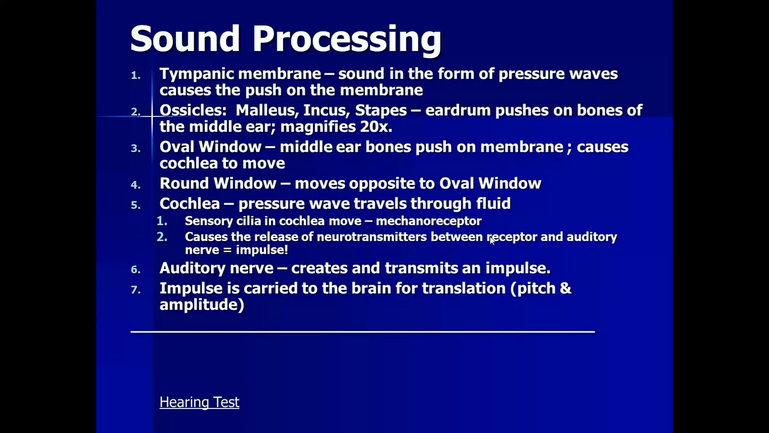So really, this is just in order: tympanic membrane, to the ossicles, to the oval window, to the round window. Again, oval window in, round window out. Pressure equalizer to the cochlea, sensory cilia move. That's why we discussed it as a mechanoreceptor, and that causes the impulse. Auditory nerve gets the impulse, brings it to the brain, and of course, translation. And by that is pitch of sound and amplitude of sound. All right. So we'll take a look at the other pictures in a second.